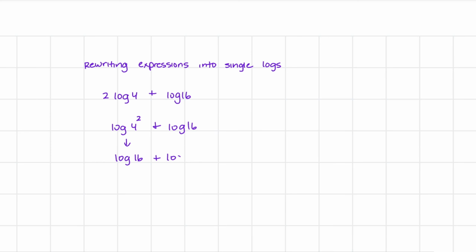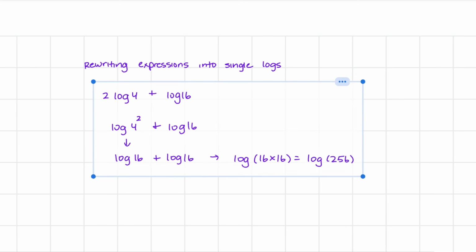Now let's rewrite expressions into single logs. Let's say you had 2 times log 4 plus log 16. This is log 4 raised to the power of 2 plus log 16. 4 to the power of 2 is 16, so it's log 16 plus log 16. Remember the multiplication rule? So we're going to do log 16 times 16, which is log 256.